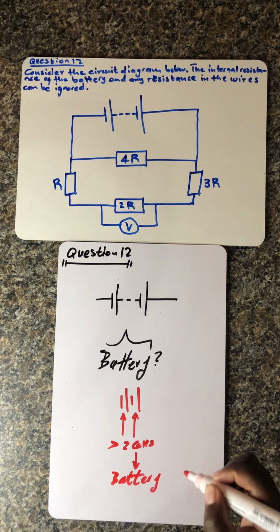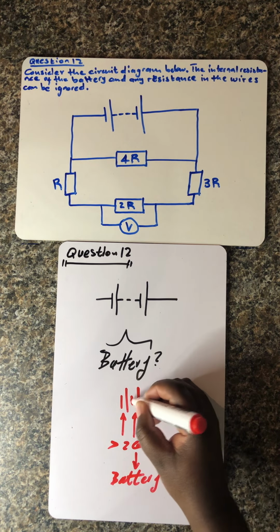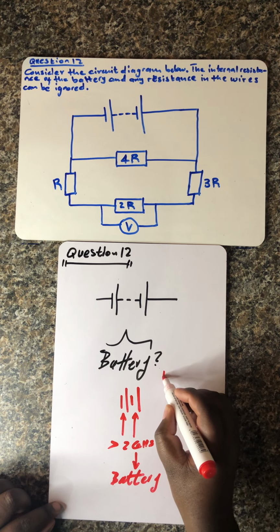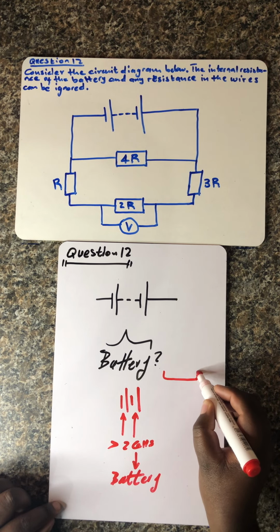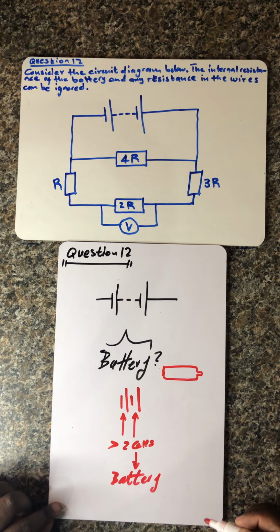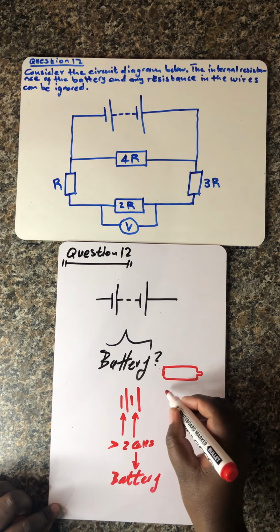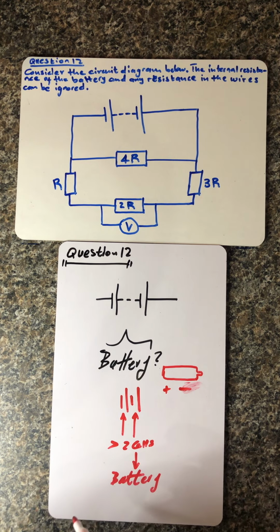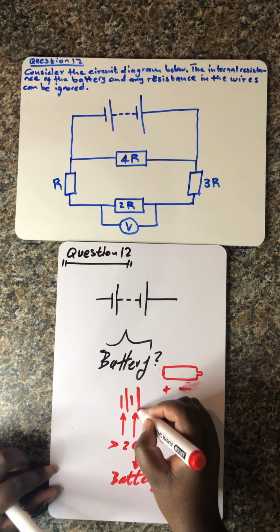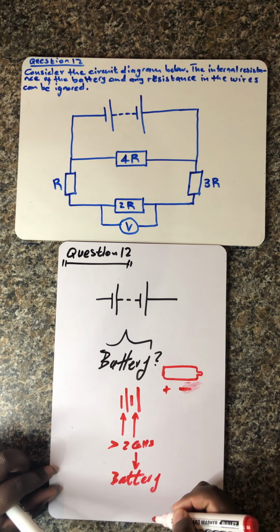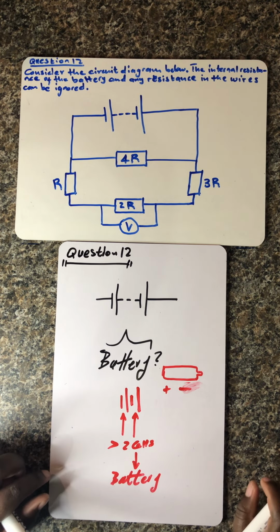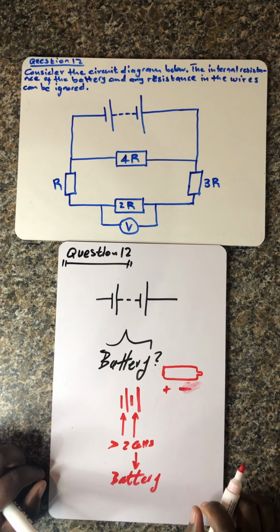So why do we have this long and short line? When you've got a cell, we know very well that we've got a positive and a negative. Each and every cell has a positive and a negative, which is the reason why we've got a long and a short line. Good people, you must ask this kind of question to your teacher, your mentor, or whoever is teaching you physical sciences.